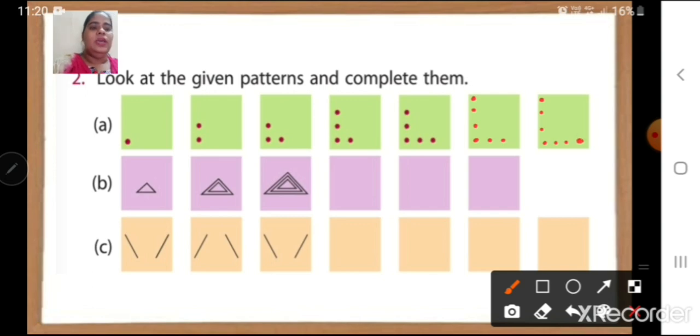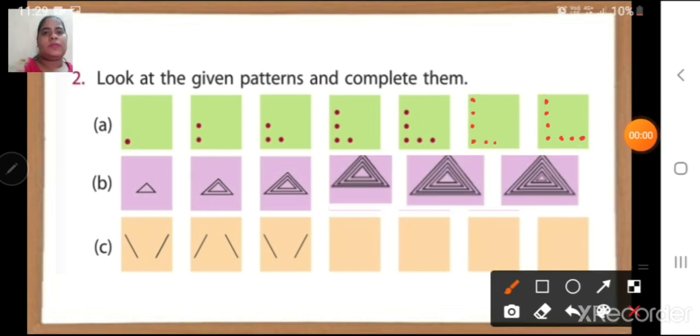This one. Okay, so this is the pattern. Next one we can see there is a triangle. There was one triangle, then we have one more triangle outer, and then there is one more triangle. So obviously we have to increase the number of triangles in the next pattern. Okay, so children, it will be like this. First one triangle, then two triangles, then three triangles, then we have to draw four triangles. Okay, then five, and then six.